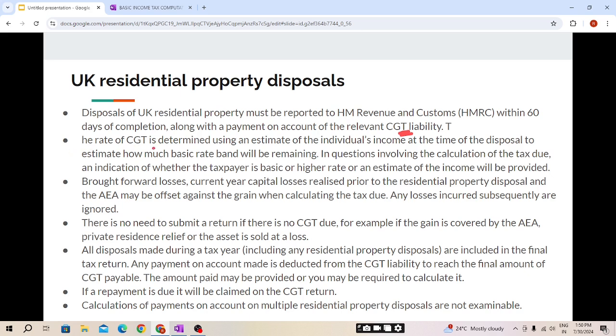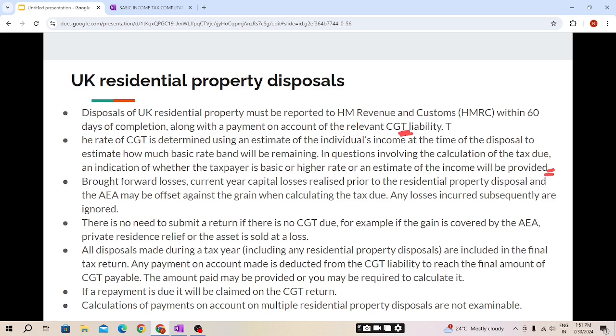The rate of CGT is determined using an estimate of the individual's income at the time of the disposal, to estimate how much basic rate band will be remaining. In a question involving the calculation of tax due, an indication of whether the taxpayer is basic or higher rate, or an estimate of the income, will be provided.